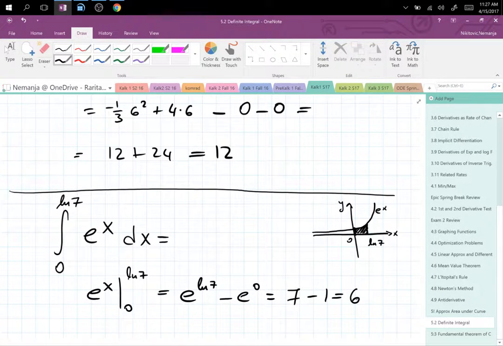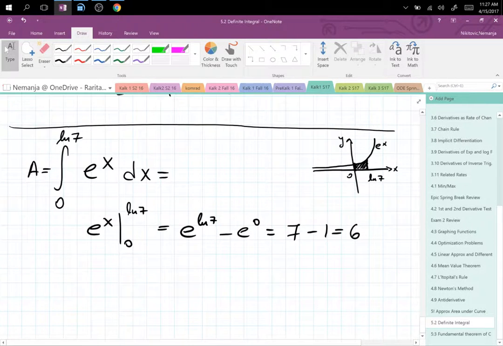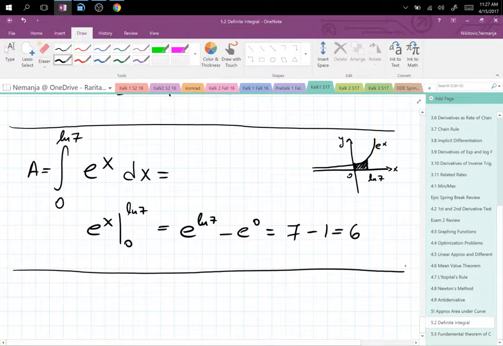I know, it's math. I was able to shade the area, so the shaded area is 6.